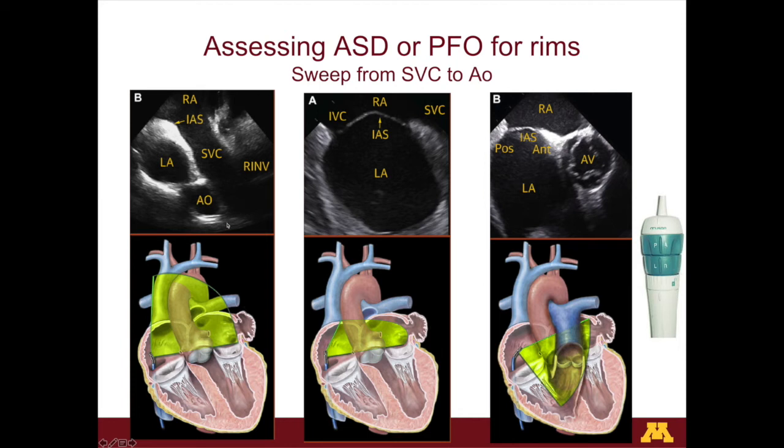And as you rotate rightward, you go towards the SVC, and you can see the interatrial septum and the SVC coming in. If you rotate it leftward, you come to the aortic valve and you get a beautiful short axis view looking at the interatrial septum towards the aortic valve. So just by sweeping the catheter from the aortic valve to the SVC, you can see the entire septum and understand all the rims that you need to understand about any defect.